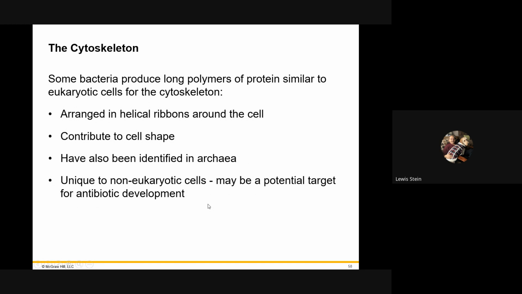Again, we used to think that they didn't have a true infrastructure inside. We know now that they do, similar to a cytoskeleton that we have in our cells. And yes, they play a role in the shape. Down the road, this may be something that they'll target. That's why we look at these things almost infinitesimally. That's what research is all about.